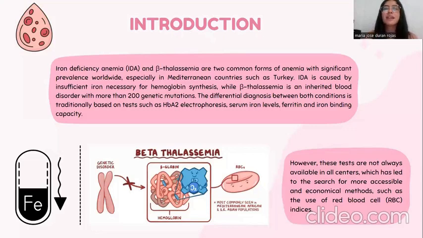The differential diagnosis between the two conditions is traditionally based on tests such as hemoglobin A2 electrophoresis, serum iron levels, ferritin, and iron binding capacity. However, these tests are not always available in every center, which has led to the search for more accessible and economical methods such as the use of red blood cell indices.